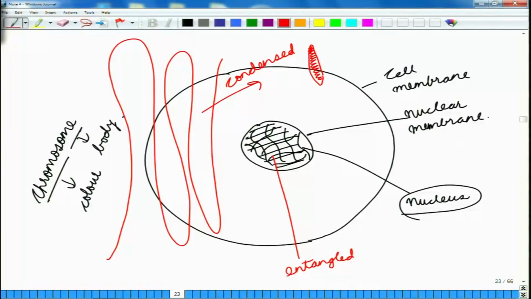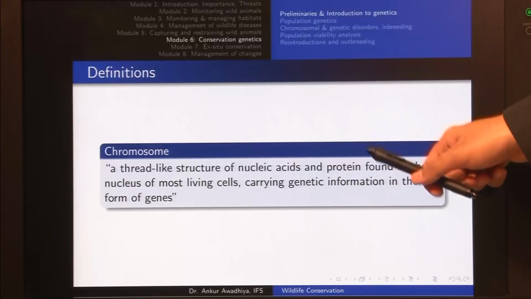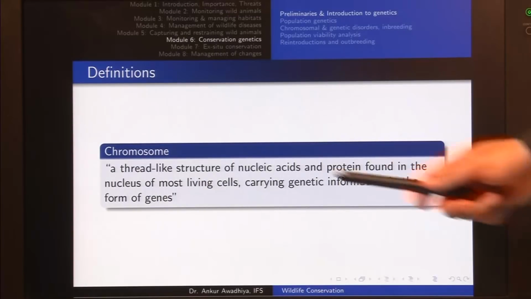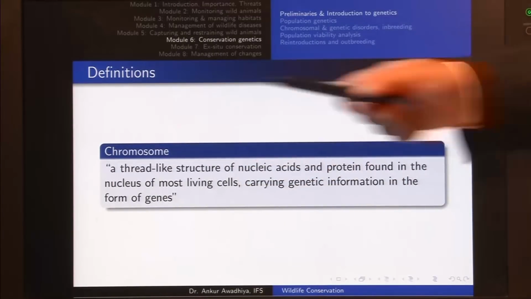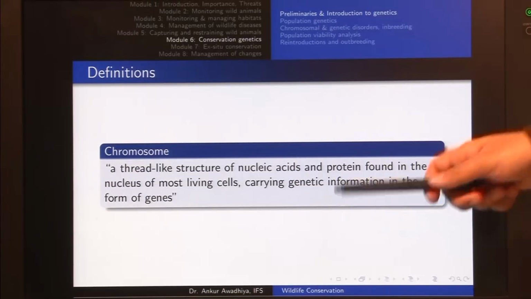So this chromosome is a thread like structure of nucleic acid and proteins. Now proteins bind this thread into the tightened or coiled structure. Why is it most living cells? Because certain cells such as our RBCs, the red blood cells, do not have a nucleus, so they are enucleated. But in most of our living cells we will be having a nucleus that will be having chromosomes inside. And the function is that it carries genetic information in the form of genes.